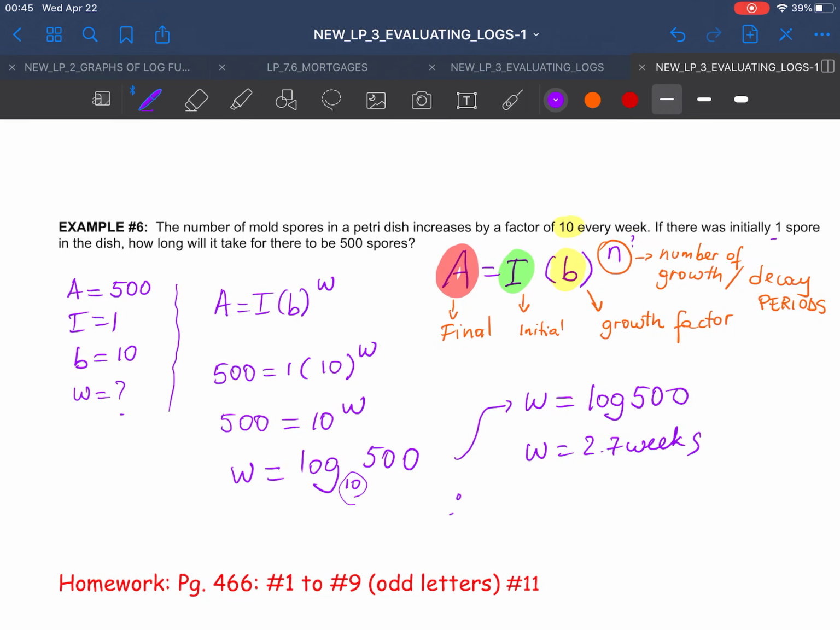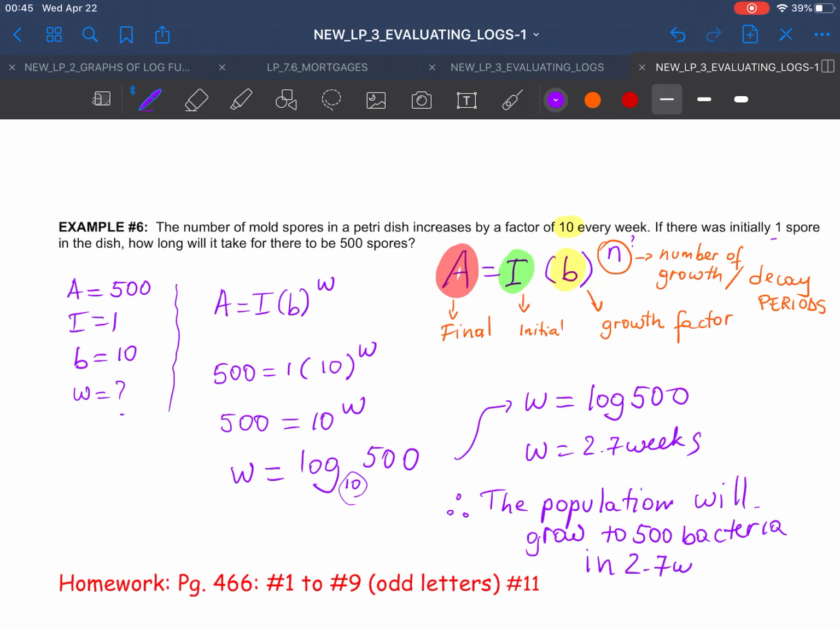So, therefore, the population will grow to 500 bacteria in 2.7 weeks.